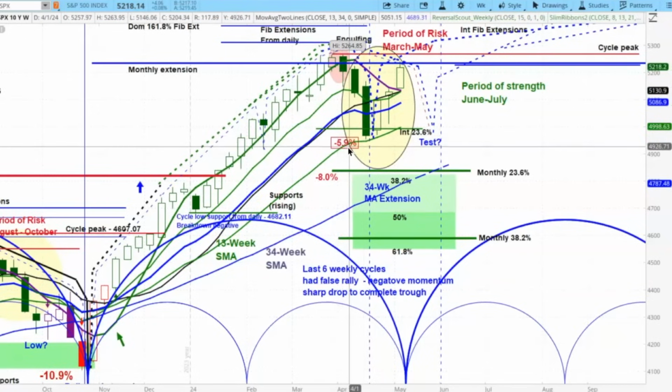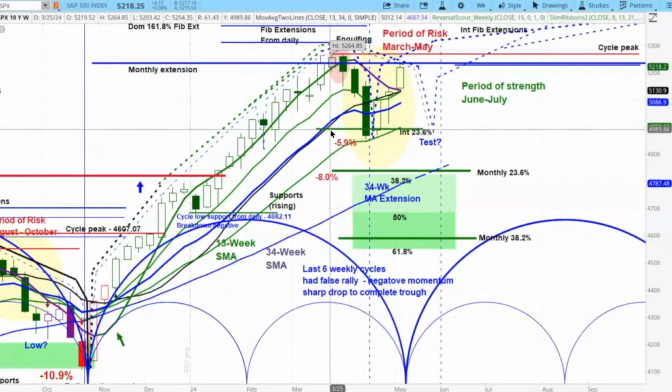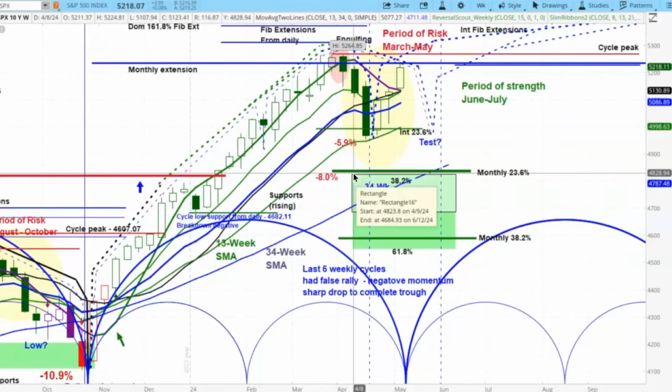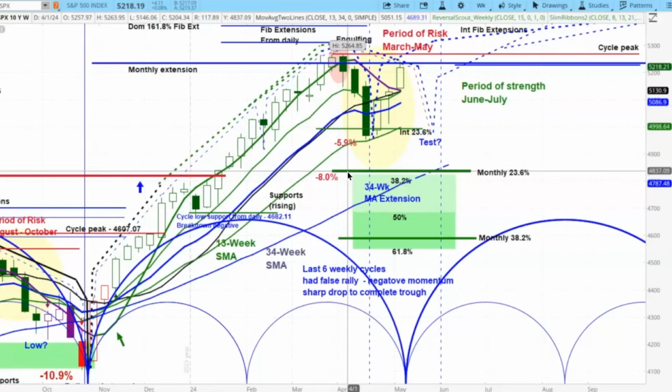Now that was a 5.9% loss. We expected it to fall down to the 23% right there, to the monthly 23% right there. That was a prediction of a very shallow correction. And I said that all along while we were looking for that, it would likely be quite shallow and that you would not see what a lot of people look for, 10% or more in a correction. It's just not what we saw here.